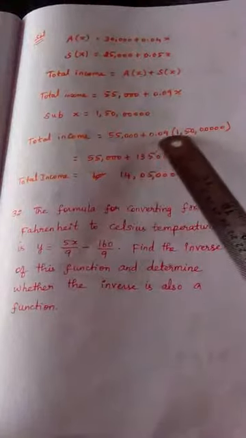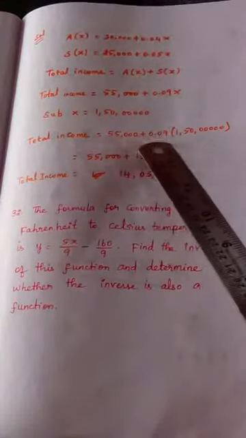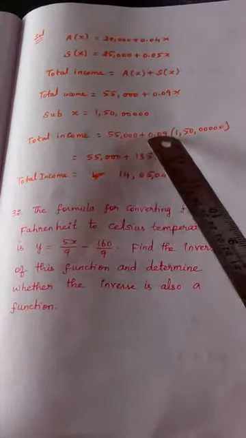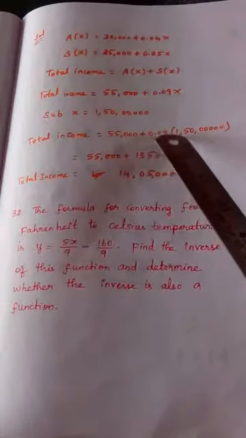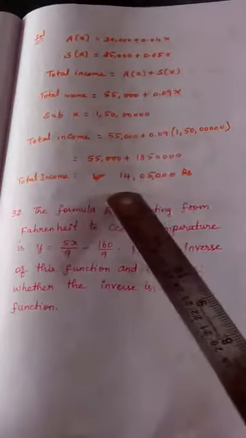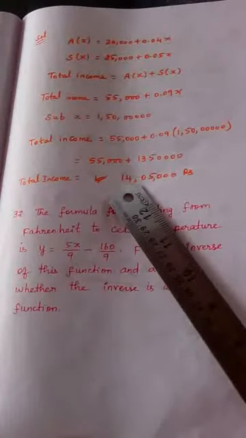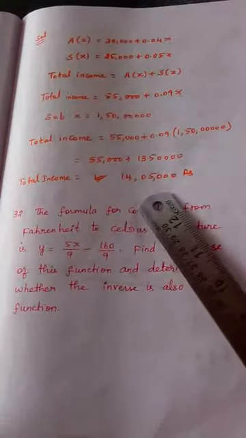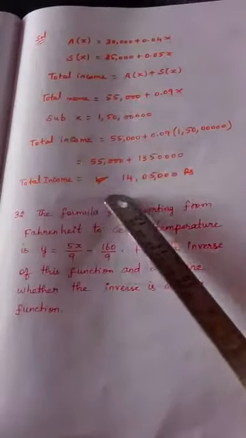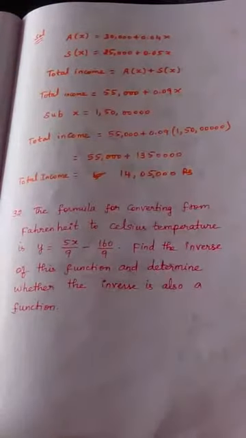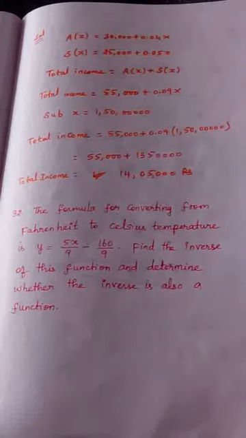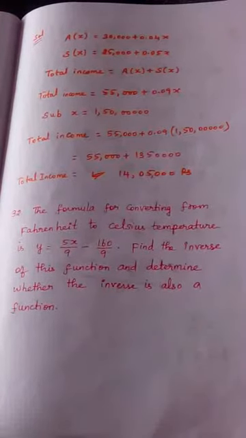Simplify these two first. You should not add 55,000 and 0.09 first. First you should multiply these two. That answer should be added with 55,000, and the final answer is nothing but 14 lakh 5,000 rupees is the total income of the family. Hope this is also a very simple sum. So we will pass on for the next one. Problem number 32.